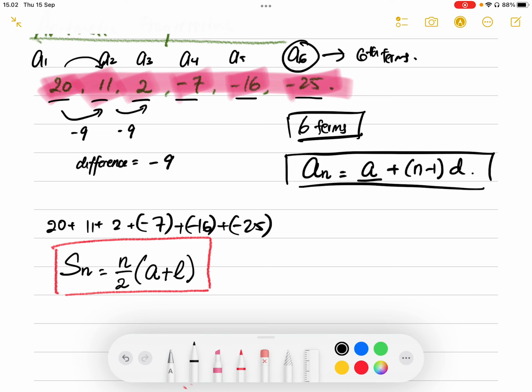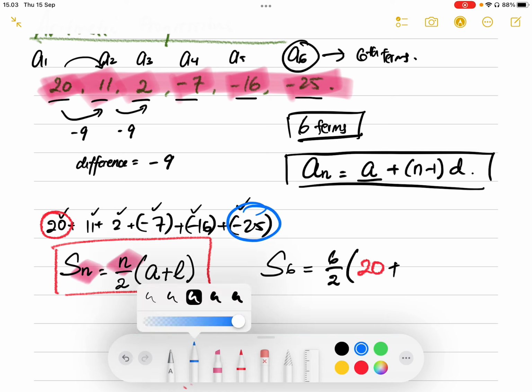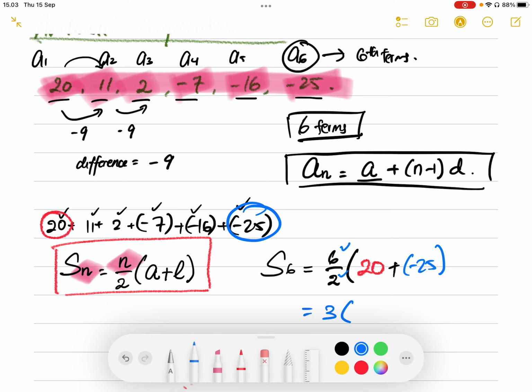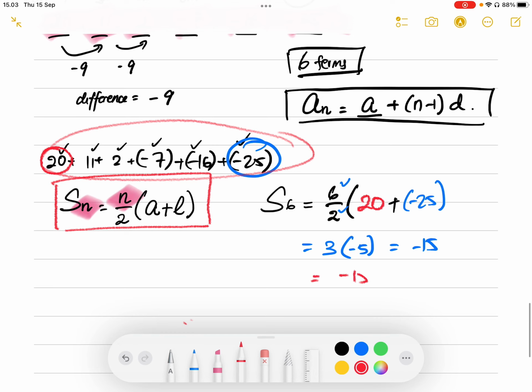So if there are 6 terms over here, 1, 2, 3, 4, 5, 6, we are looking for the sum of the 6 of them. Since there are 6 of them, the n value is 6, so we put 6 over 2. The first term is 20, and the last term is negative 25, so plus negative 25. 6 divided by 2 is 3, and 20 minus 25 is negative 5. So the total is negative 15. If you add them all together, this gives you a result of negative 15.